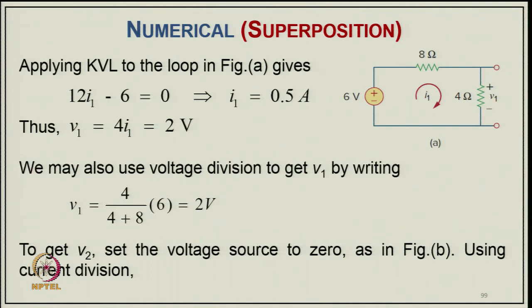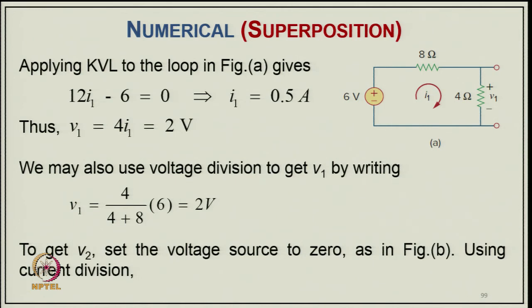So, this is where the current source is removed. We can find from this loop 12 I1, because the total current flows through the 12 ohm resistance, minus 6 equal to 0. So, I1 is equal to 0.5 ampere and V1 will be 4 into I1, that is 2 volt. We may also use voltage division to get V1 by writing V1 equal to 4 divided by 4 plus 8 into 6, that is 2 volt.